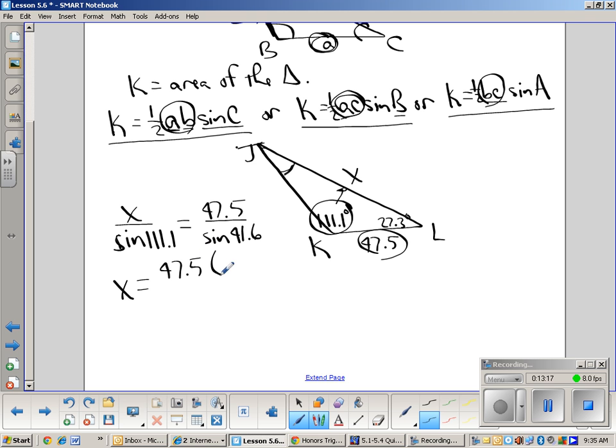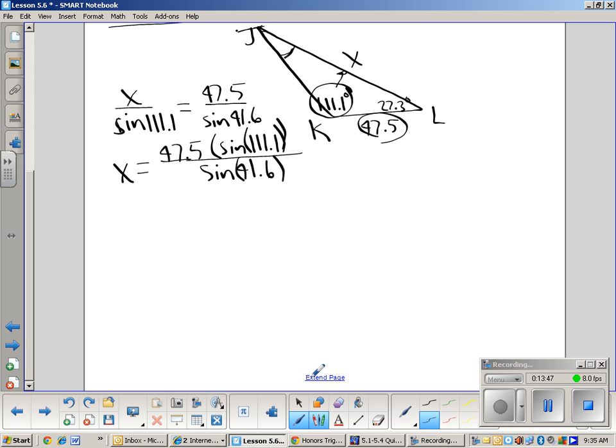47.5 times sine of 111.1 divided by sine of 41.6. Okay? Now here's a potential rounding problem. Is that the answer we want? No. Something we need to have to get the answer we want, right? But not what we're looking for. And so let's not worry about solving that yet. Let's set this up. We need to find this area.